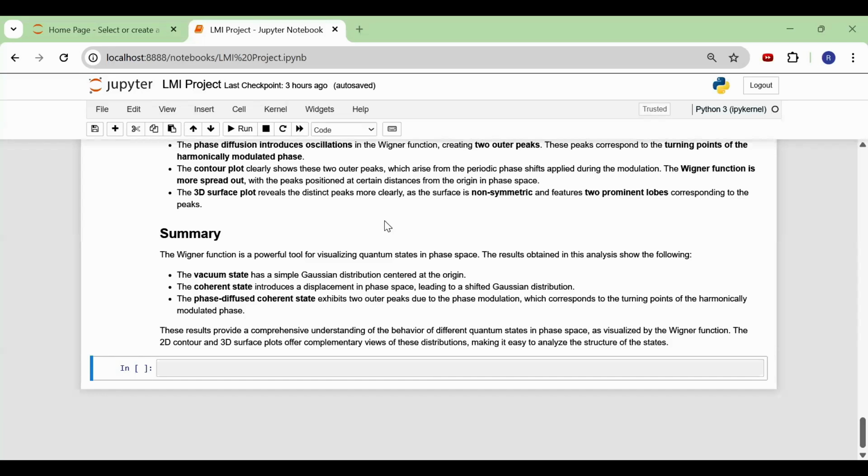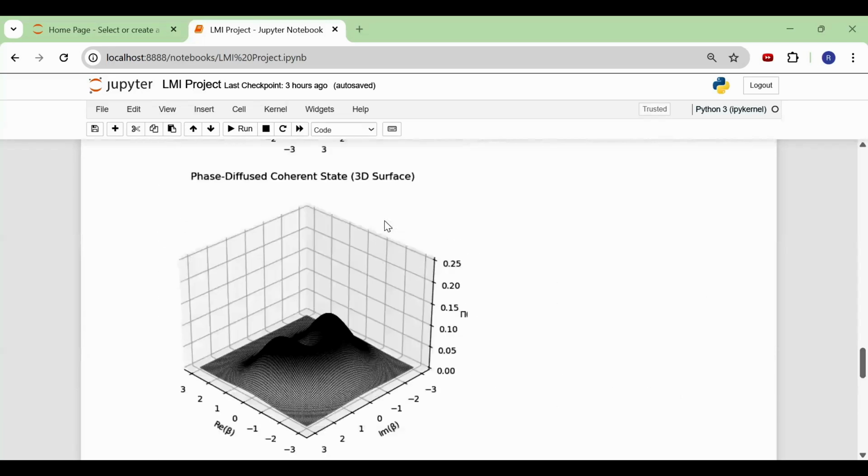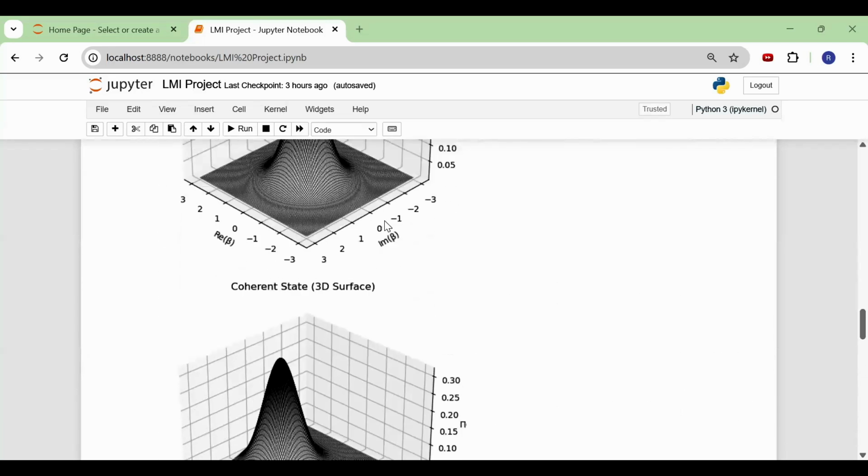Is my screen visible? Yeah, it is visible.